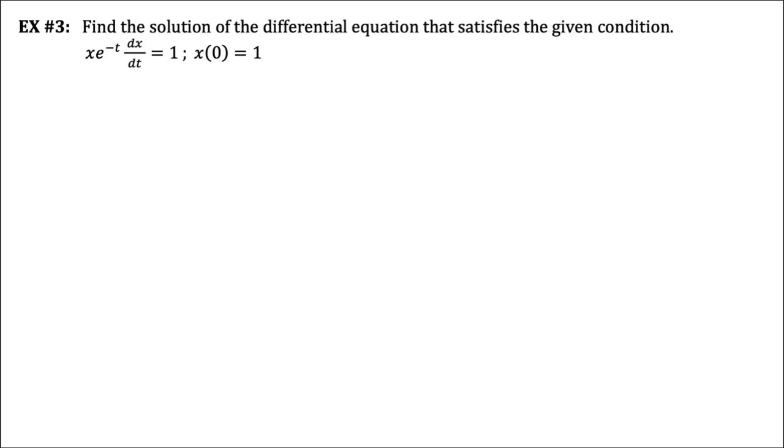All right, and then number 3, notice it wants us to find the solution, not the general solution, but the actual solution of the differential equation that satisfies the given condition. So now we're going to have all the information that we need so that we can actually go all the way through and find our C value and be able to write the particular solution. So for the very first part, we still need to separate and integrate.